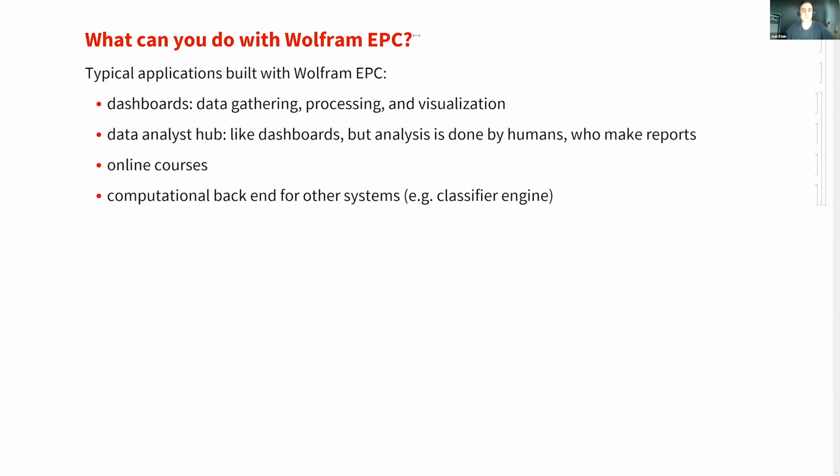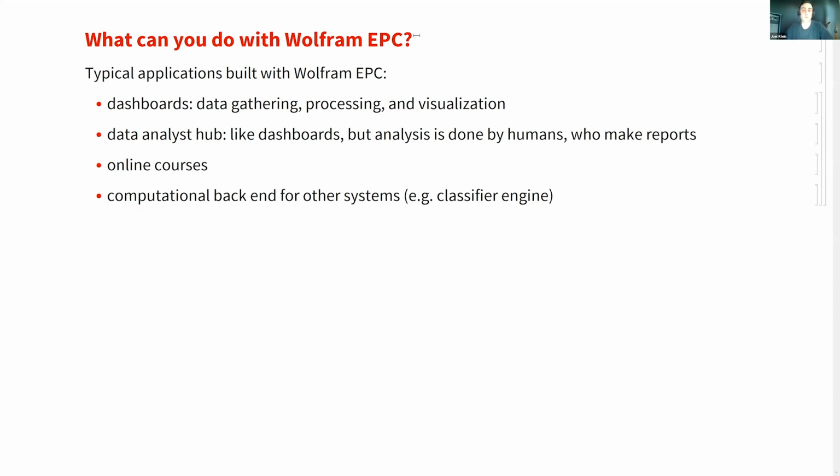So, typical things that get built with EPC that we've seen customers do and that we've done ourselves inside Wolfram. Dashboards are a big one, and this is sort of painting with a broad brush, but by a dashboard, I'm talking about something that's taking in data, processing it, and producing some canned visualizations at the end. There is a variation on this, a kind of data analyst hub, where instead of canned visualization, you have humans responding to requests from clients, whether internal or external, but somebody's showing up for work, getting access to some data, producing a report that's customized with some visualization. So kind of like a dashboard, but ad hoc, essentially.